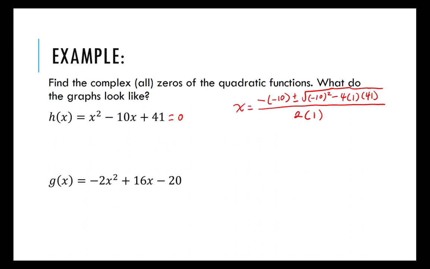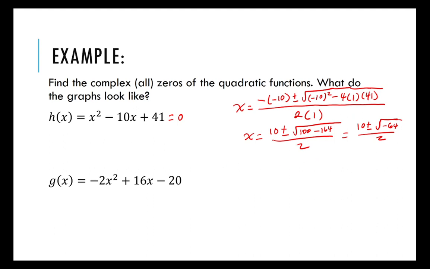And when we do all this arithmetic, we're going to get that x is equal to 10 plus or minus the square root of 100 minus 164, all divided by 2. Then notice that this is 10 plus or minus the square root of -64, all divided by 2. Now, the moment we see the square root of a negative number, once again, this is going to be some parabola that does not cross the x-axis because the solutions are not real. But if I need to find those zeros, well, let's write them out.